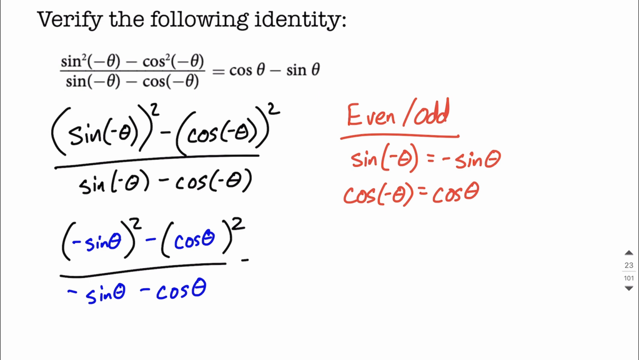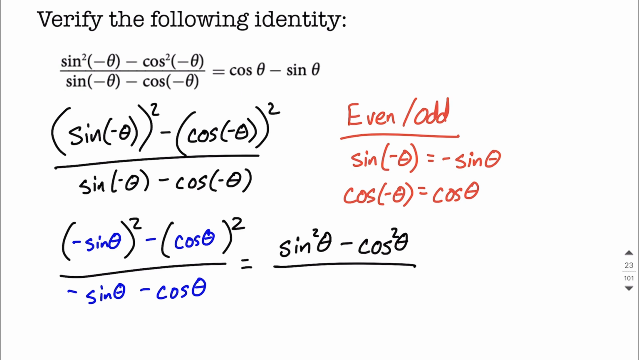Next thing I'm going to go ahead and do is bring those exponents to the inside. We want to square. What is negative sine of theta squared? Well, that's two copies of a negative that are multiplied together. So whenever we multiply two negatives together, it makes a positive.